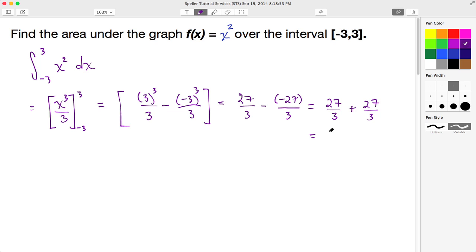And from here I can simplify. 3 goes into 27 9 times. And the same thing for this term, a 9. And when I add those together, 9 plus 9, I see that the area under the curve is actually 18 units. Now, let's take a look at the calculator so we can verify our results.